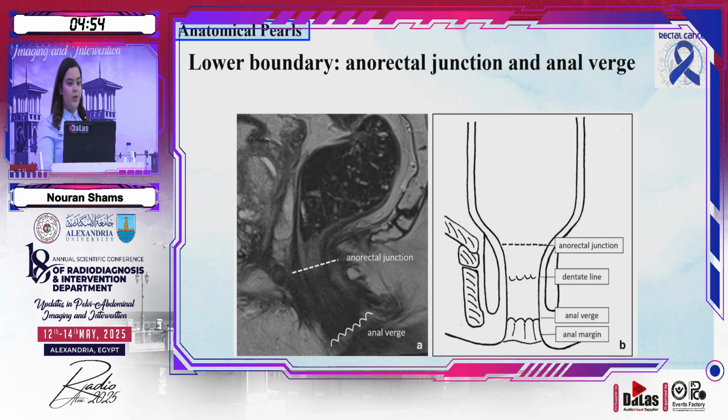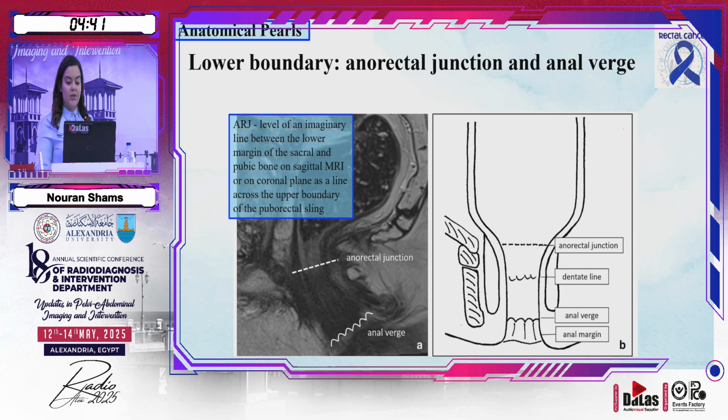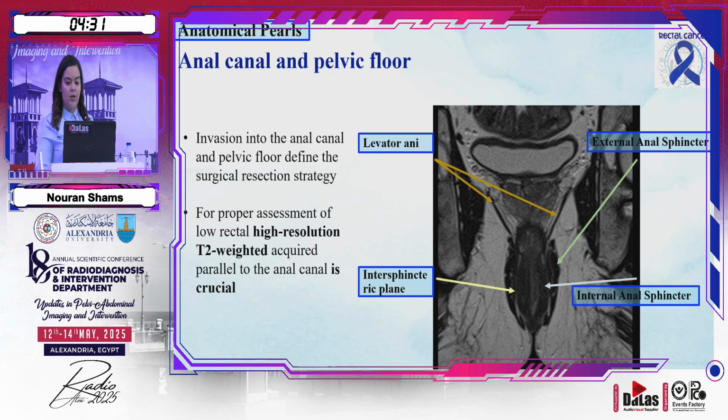Regarding the lower border, it's a routine practice to determine the lower border of the tumor and measure its distance from the margin of the anorectal junction and the anal verge. The anorectal junction marks the transition between the anal canal and the distal rectum, and radiologically it is represented by an imaginary line between the lower margin of the sacrum and pubic bone.